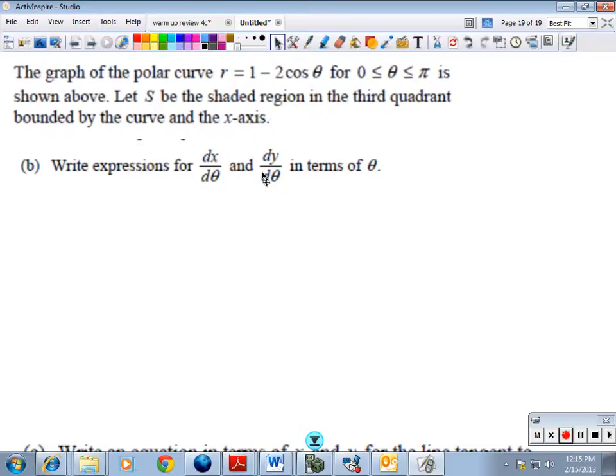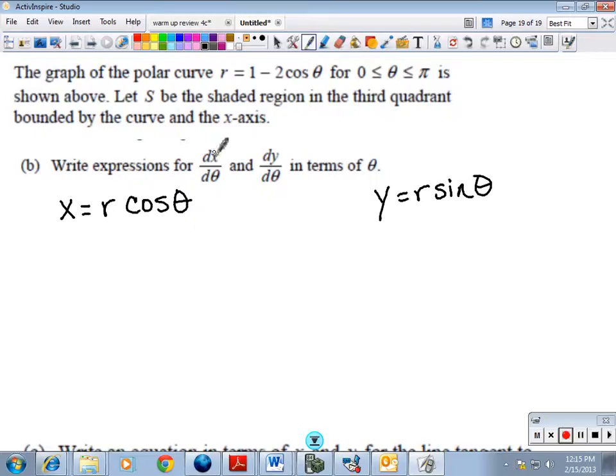The next part of it, I did not grab the picture because I did not need it for this part. And this is what we haven't covered yet in our notes. It says write expressions for dx d theta and dy d theta in terms of theta. We should know that x is r cosine of theta and y is r sine of theta. We need to have those committed to memory.